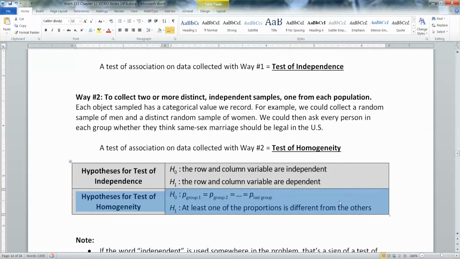And it doesn't have to just be two groups. Actually, two groups we've already done in chapter 11. You could do it for different ethnicities. So do Caucasians feel the same way as African Americans, feel the same way as Asian Americans, feel the same way as Hispanic Americans? Do they all feel the same way about same-sex marriage? That would be a test for homogeneity. And what you do is you say the proportion for group 1, say like Caucasians, is equal to the proportion for African Americans, which is equal to the proportion for Asian Americans, and so on. And you'd work your way down the list and say all the proportions are equal to each other. The alternative to that is that at least one of the proportions is different from the others.